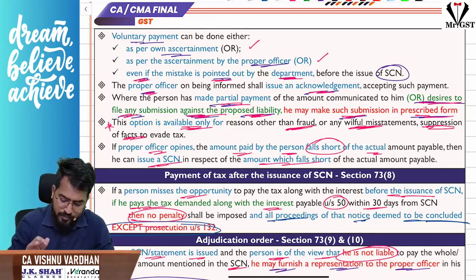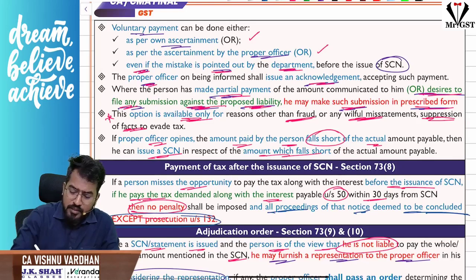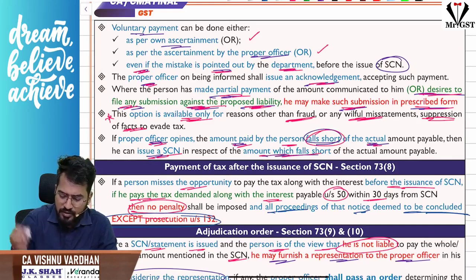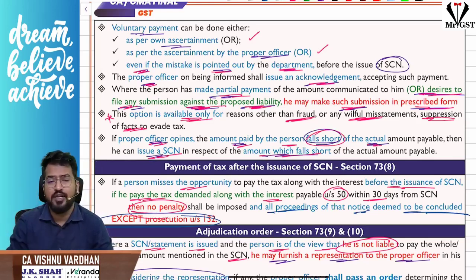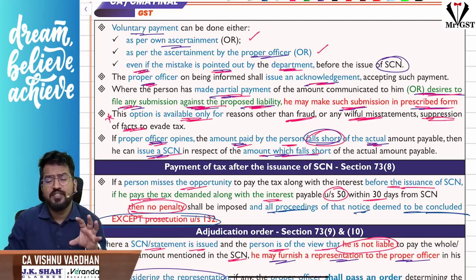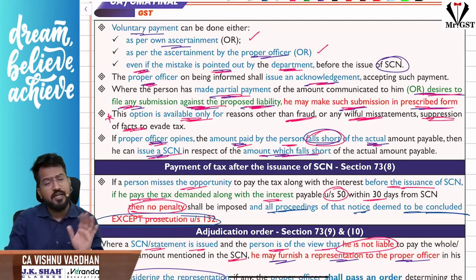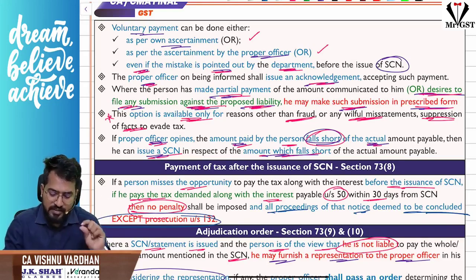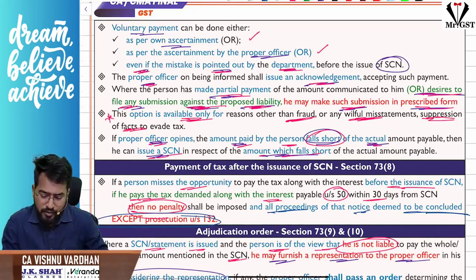Okay, next, if the proper officer feels that the amount paid by the person falls short of the actual amount, he can issue a show cause notice in respect of the shortfall. As I told you, sir, the proper officer is feeling 10 lakhs, but the taxpayer is giving only 8 lakhs and the interest. So the proper officer feels there is a shortfall of 2 lakhs. With respect to that 2 lakhs, he can give the notice. Whatever the proper officer feels is the shortfall, for that amount he can give you notice.